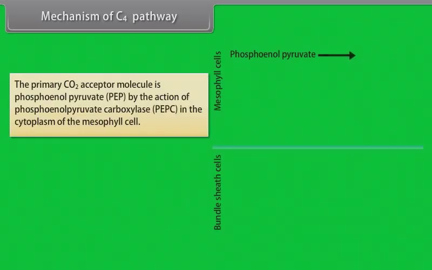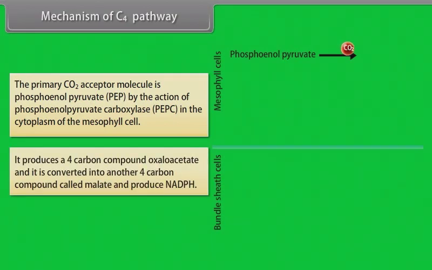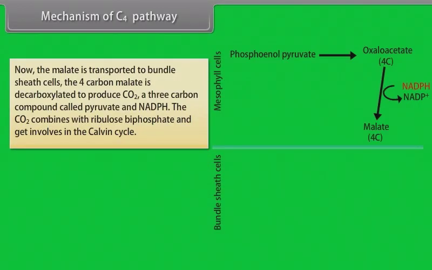Mechanism of the C4 pathway. The primary carbon dioxide acceptor molecule is phosphoenol pyruvate, by the action of phosphoenol pyruvate carboxylase in the cytoplasm of the mesophyll cell. It produces a 4-carbon compound, oxaloacetate, and it is converted into another 4-carbon compound called malate and produces NADPH. Now, the malate is transported to bundle-sheath cells. The 4-carbon malate is decarboxylated to produce carbon dioxide, a 3-carbon compound called pyruvate, and NADPH.